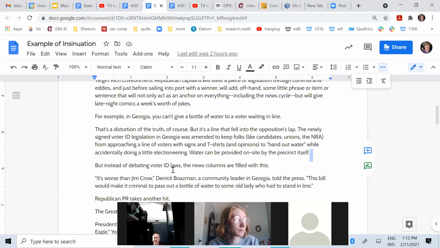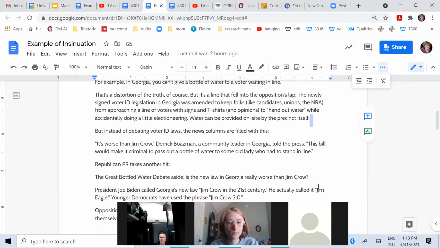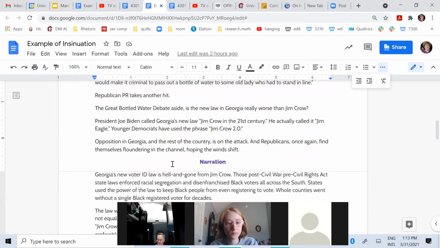instead of debating voter ID laws, the news columns are filled with this. It's worse than Jim Crow, Derek Bozeman, a community leader in Georgia, told the press. This bill would make it criminal to pass out a bottle of water to some old lady who had to stand in line. Republican PR takes another hit. The great bottled water debate aside, is the new law in Georgia really worse than Jim Crow?